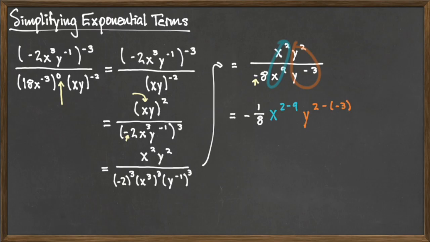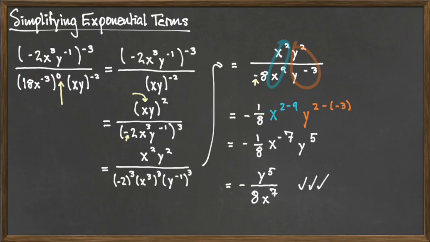Let's first perform our exponential subtraction to get negative 8 times x squared minus 9 times y squared minus negative 3. This will simplify to negative 1 over 8 times x to the minus 7th times y to the 5th, which will then simplify to the final answer of negative y to the 5th divided by 8 times x to the 7th, because we moved that x to the 7th downstairs because of its negative exponent.